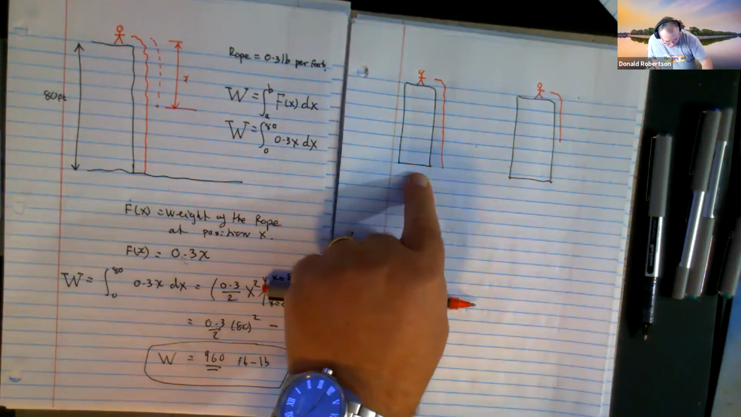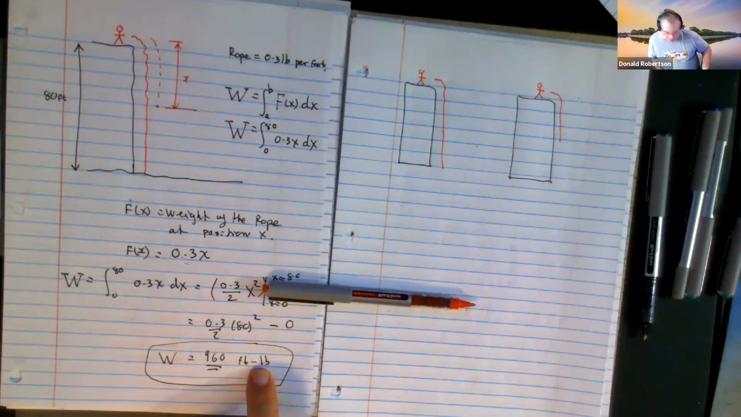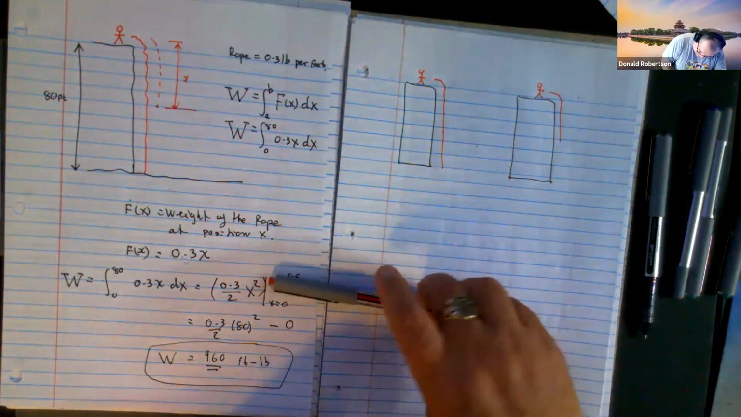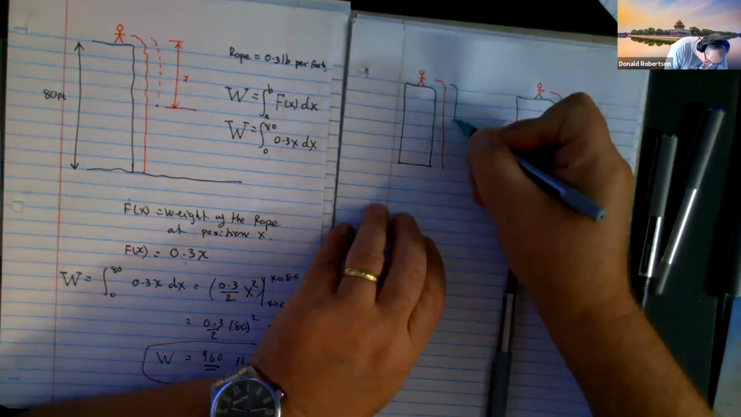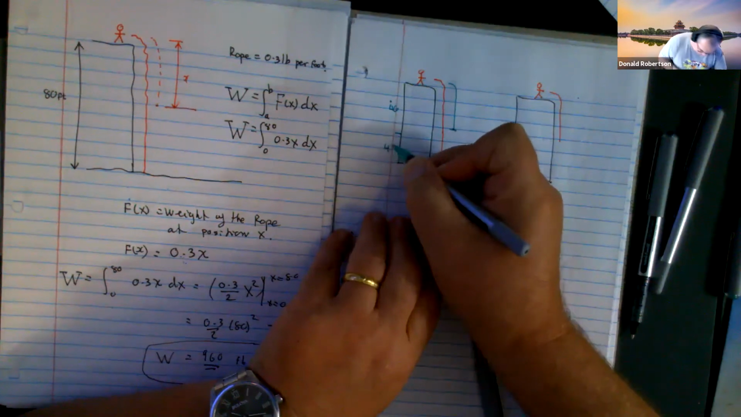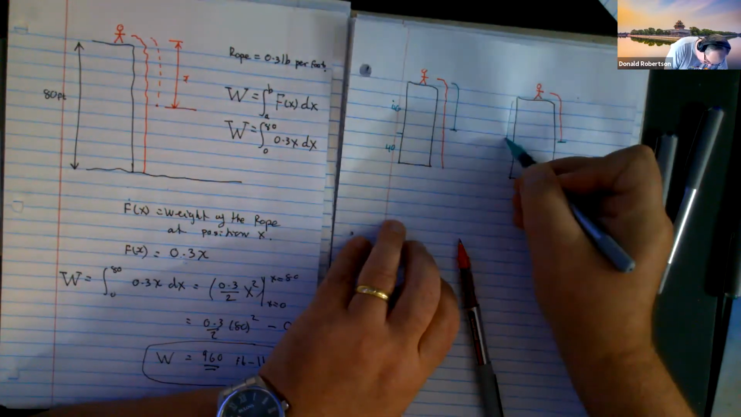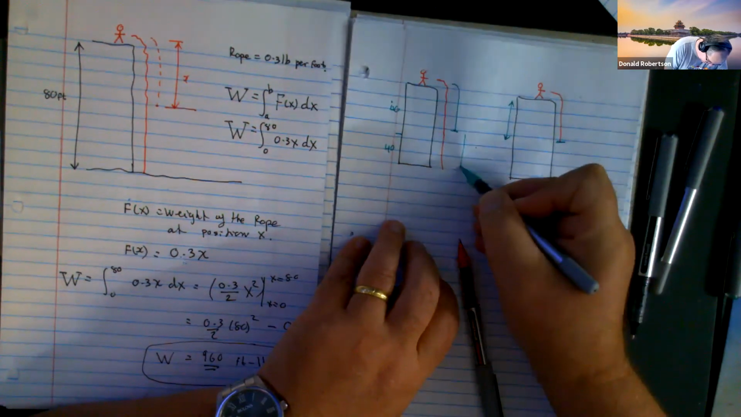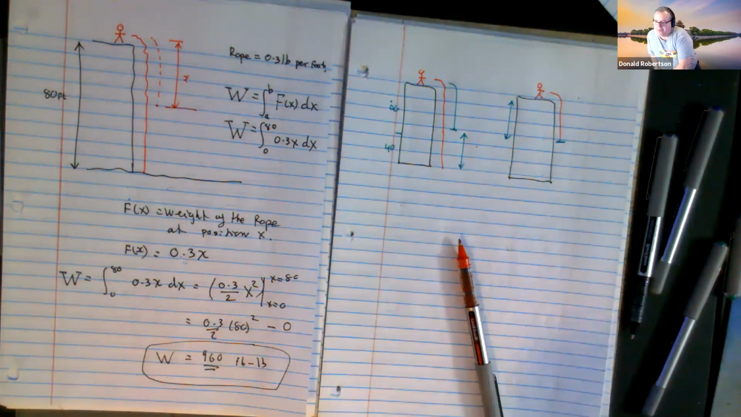If you pull the rope up to the top, it's 960 foot-pounds, right? We've calculated that. How much work is done in pulling it to halfway, basically? Halfway is 40 feet. And how much work is done in that half? Right? So here's the question. Do you think it's going to be the same amount of work to do the first half as the second, or do you think they're going to be different?